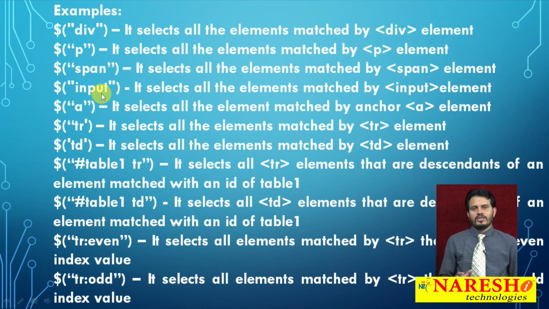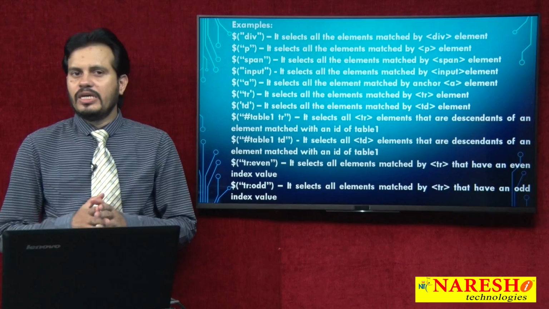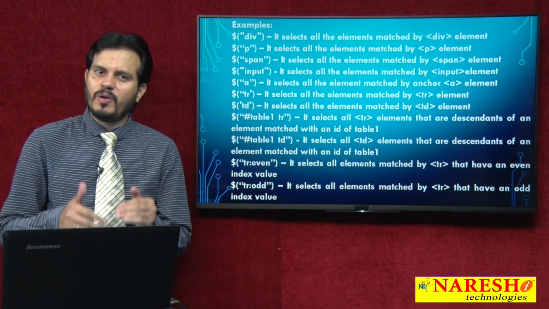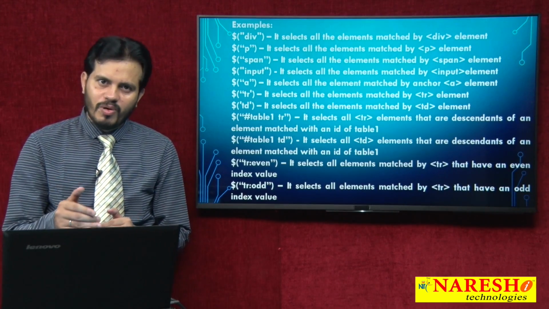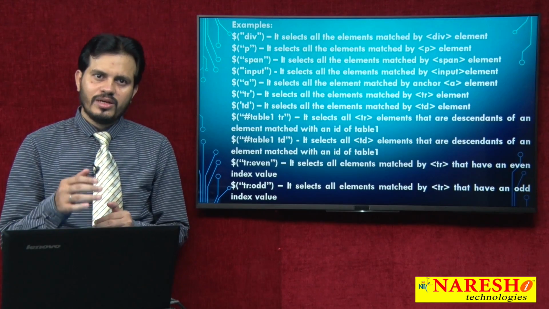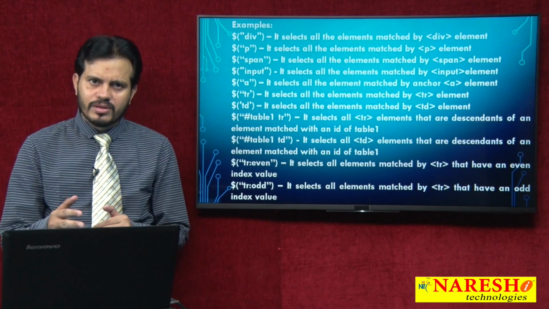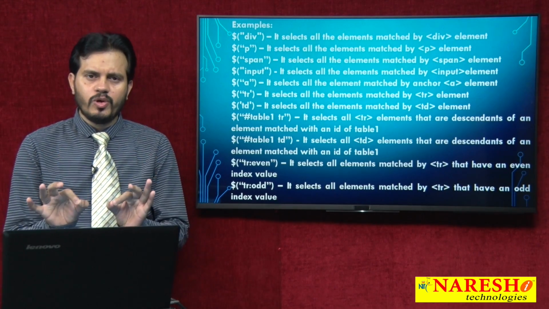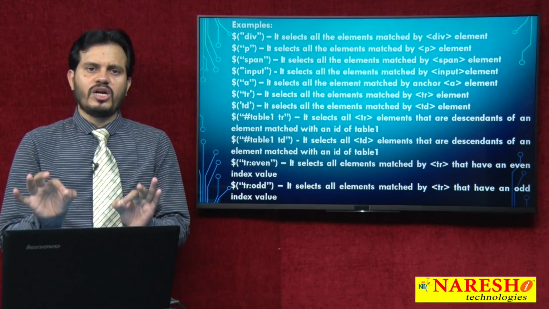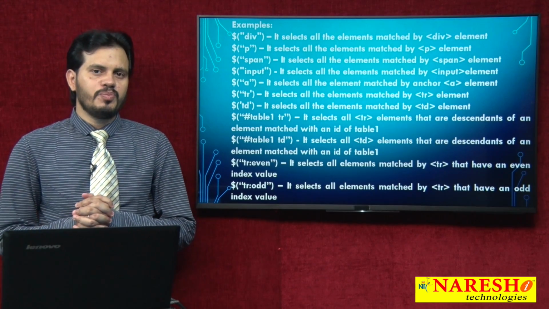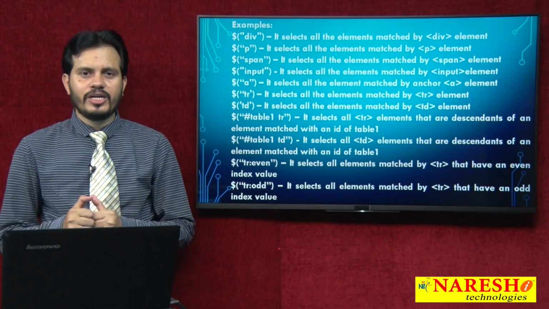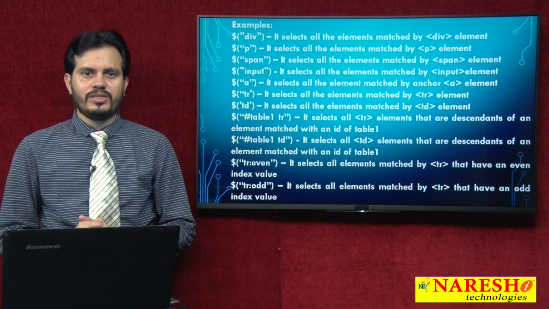In a similar way we have an example, input. It is only going to select the elements which are defined in the HTML document with the tag called input. It doesn't matter whether the input element is type text, type checkbox, type radio button, type password, or type hidden. It is going to look for only those elements which start with the tag input. That element gets selected, and any action can be applied on it.